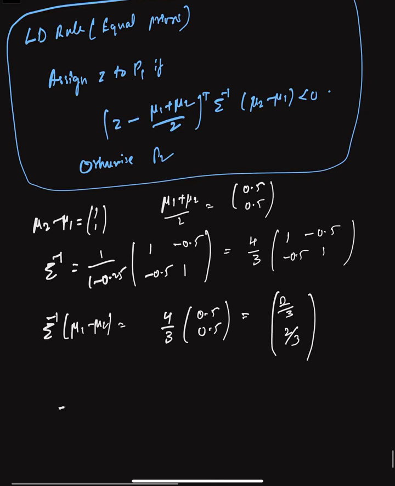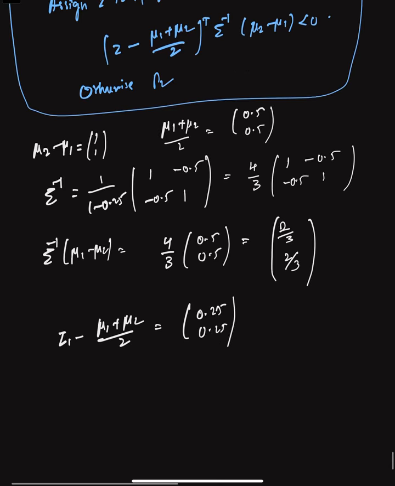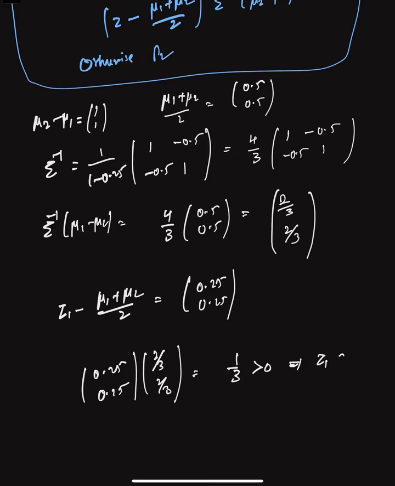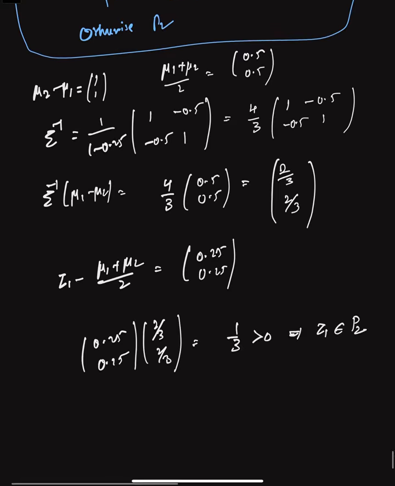Therefore, if I find Z1 minus (mu1 plus mu2) by 2, that is (0.25, 0.25). If I multiply this with (2 by 3, 2 by 3), we can clearly see that it is 1 by 3, which is greater than 0. So that means Z1 belongs to population 2.